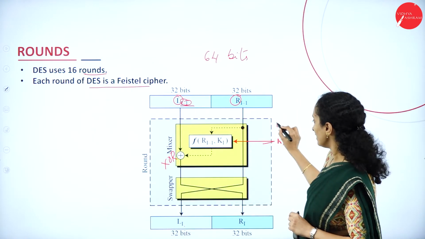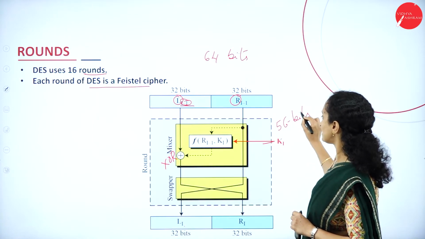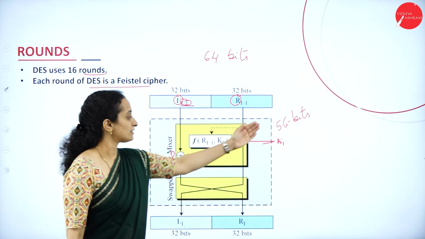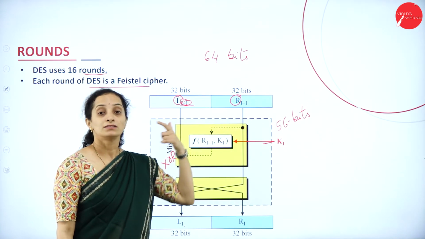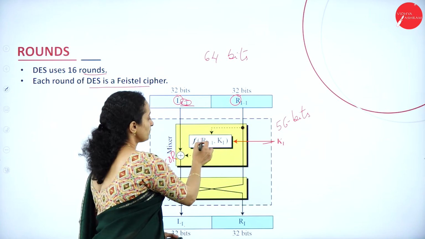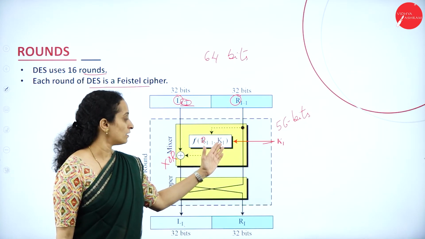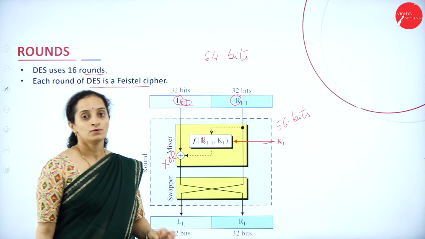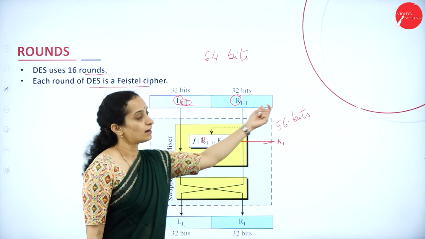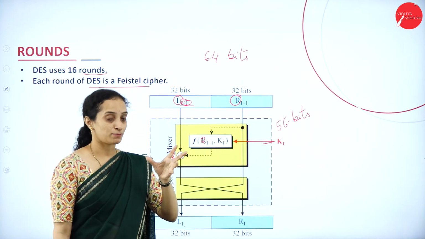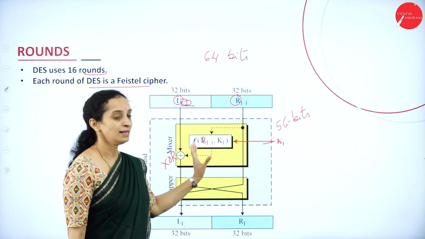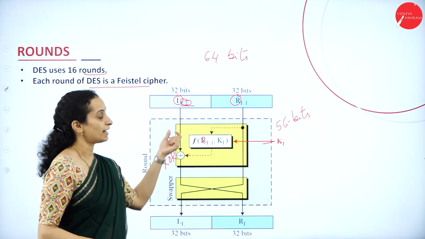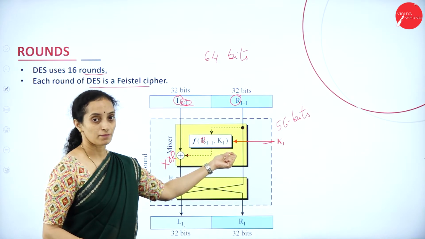What is the size of the key? Key size is 56 bits. This 56-bit key is combined with 32 bits, which will give you the round function of R of I minus 1, comma, Ki. The first key is used: a permutation of 32 bits from the 56 bits is taken for the XOR operation. These two will be combined for the XOR operation, Li minus 1, Ri minus 1 combined with Ki.